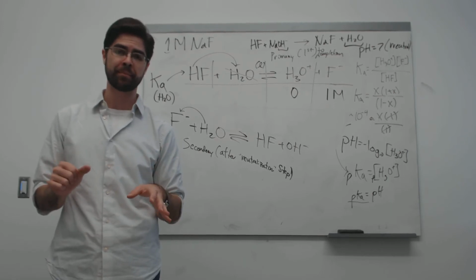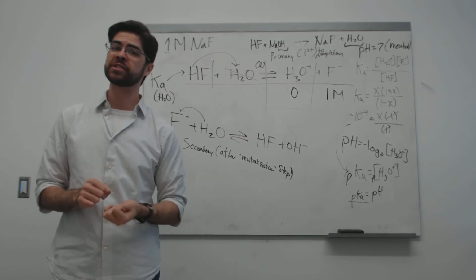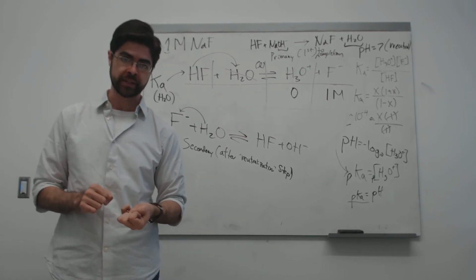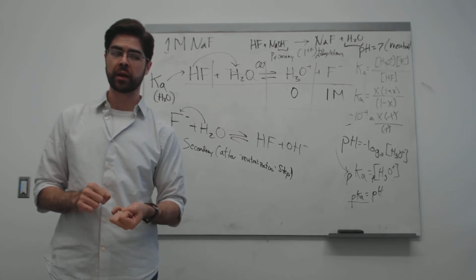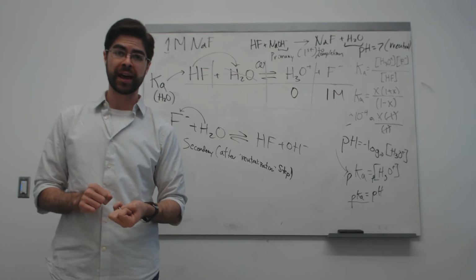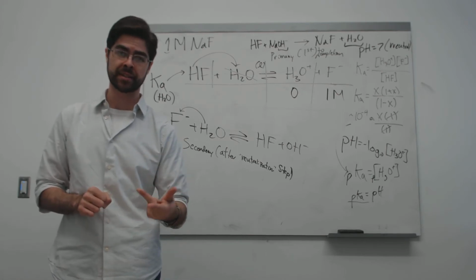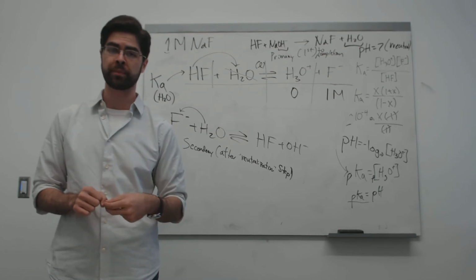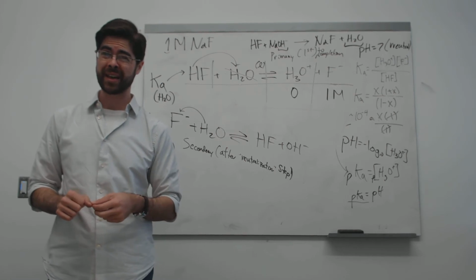There's really not that many strong acids, and similarly, there's not that many strong bases. The strong bases are all of the alkali metal hydroxides: sodium hydroxide, lithium hydroxide, potassium hydroxide. Those are all strong bases. There are other stronger bases than that.